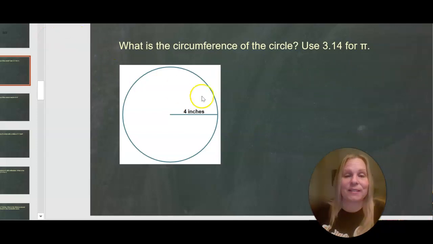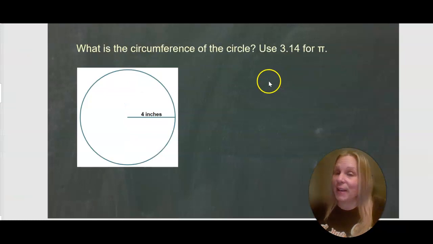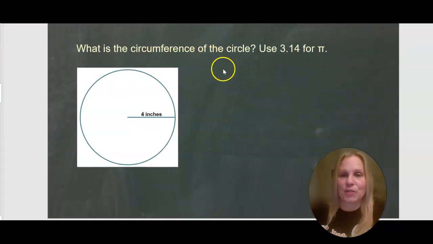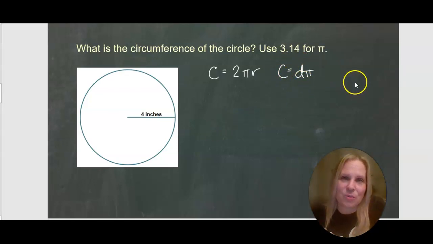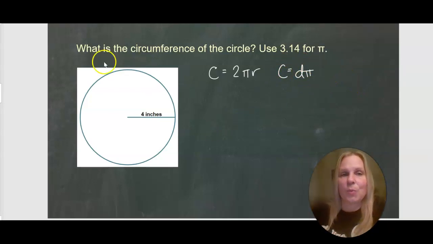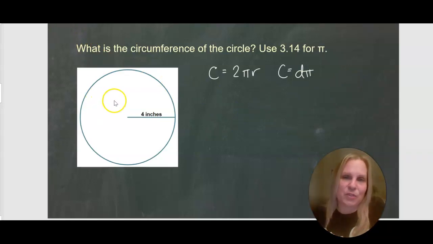Okay, so now we're going to use it. You're going to see 2 formulas for circumference. You're going to see circumference written as 2 times pi times r, and you're going to see circumference written as d times pi, or pi times d. The reason why you see 2 of them is we're just learning about the parts of the circle, right?